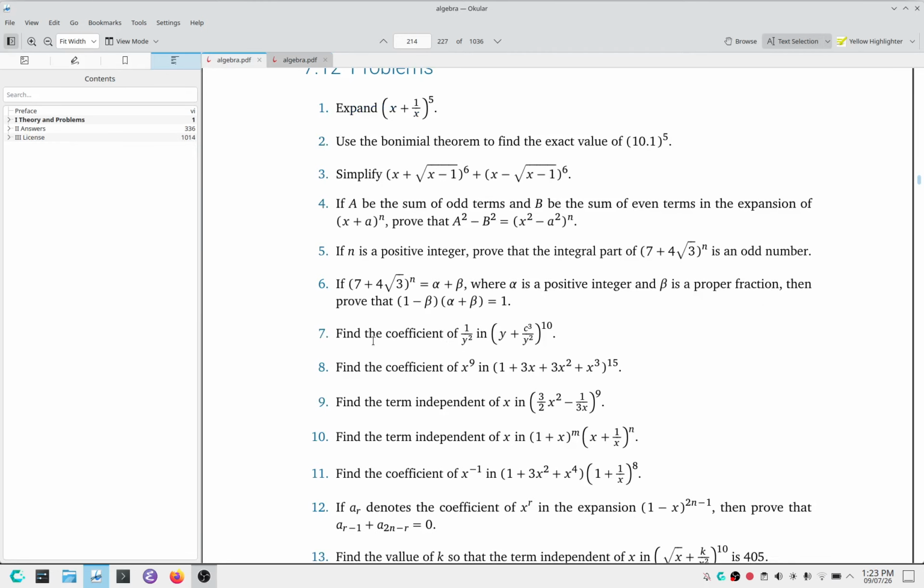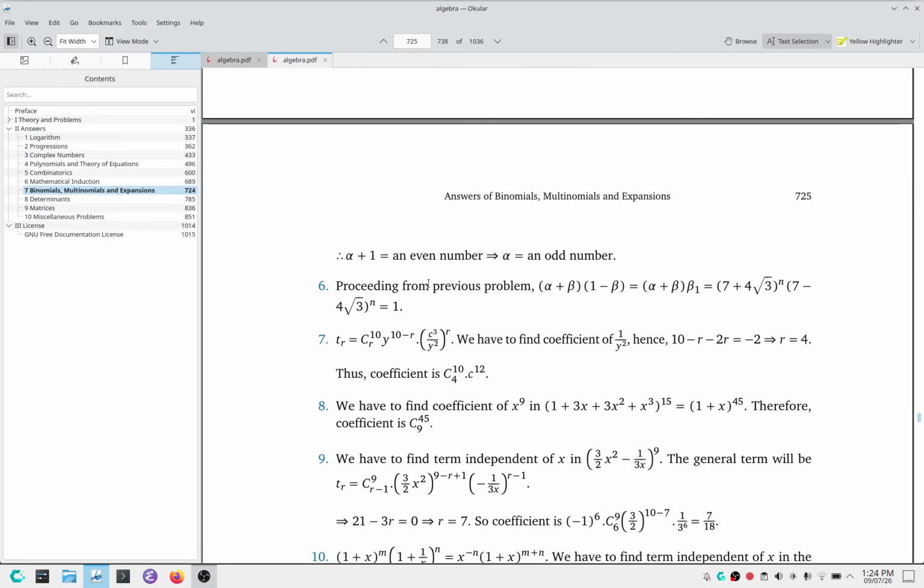Now that is question number 6. Now question number 6. If 7 plus 4 root 3 to the power n is equal to alpha plus beta, where alpha is a positive integer and beta is a proper fraction, then prove that 1 minus beta times alpha plus beta is equal to 1.